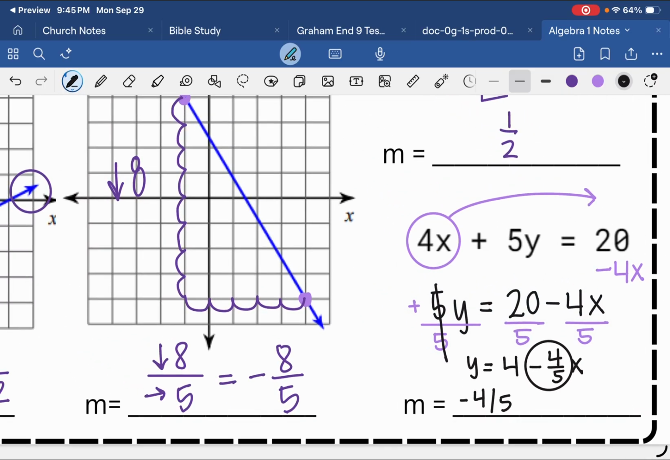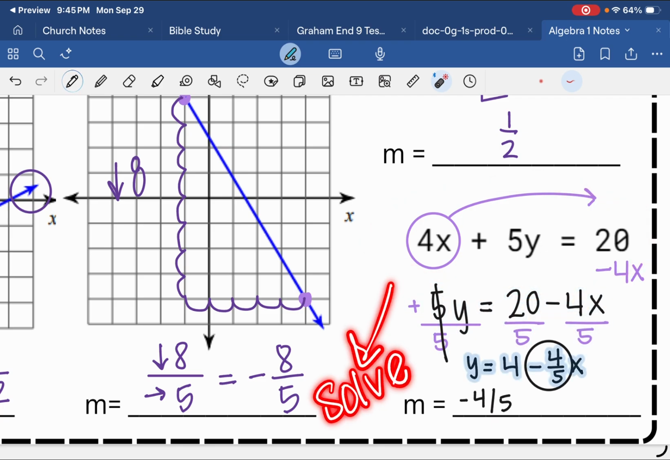So again, if it's not in y equals, you need to solve for y. So I would put this in your notes. I don't have room, but solve for y.